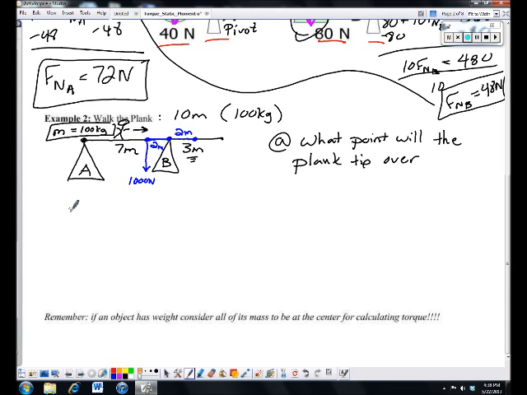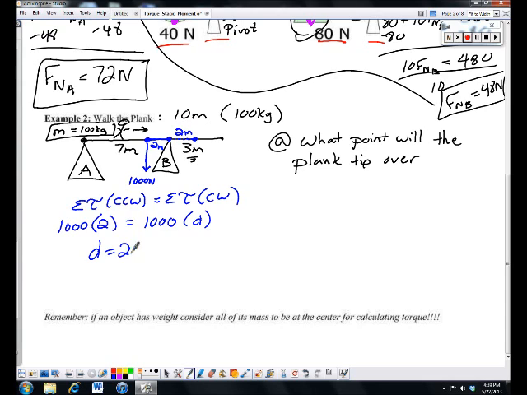I would say net torque counterclockwise equals net torque clockwise. My weight of my beam is going counterclockwise. So it's 1,000 times 2 equals my unknown force of gravity, 1,000. And that's a big mistake people make. They'll forget mg. It's the weight of gravity times an unknown distance d. And of course, you notice that cancels out to 2 meters.